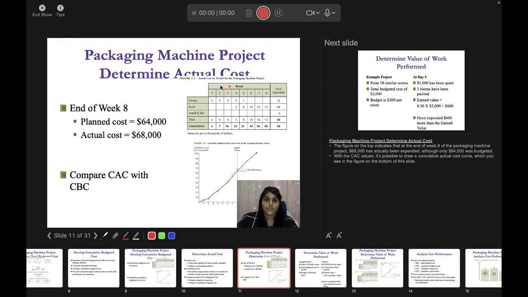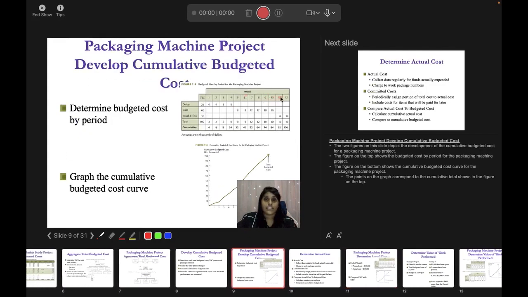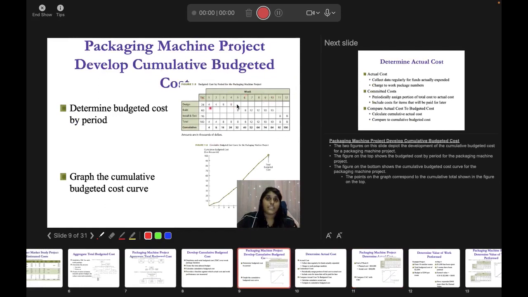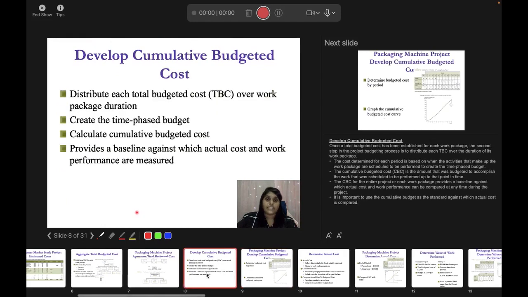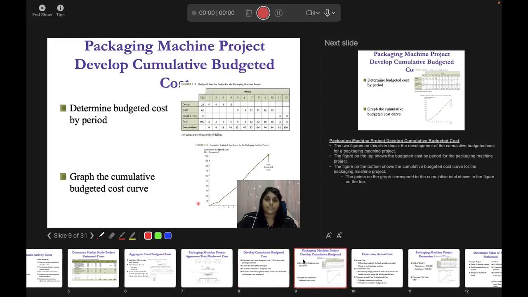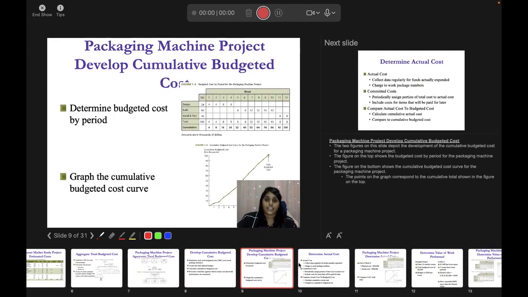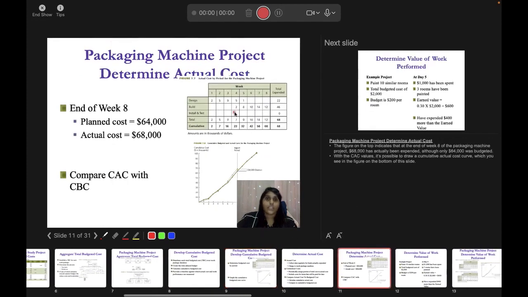Because when you see here, they only went through the actual and the budget cost in week 8, right? They did not do it in week 4, they did not do it in week 6, but they did it in week 8. And you still have 4 more weeks available, right? Their total is 12 weeks, and they only did their comparison, they only referred to their baseline to measure their performance, in week 8.